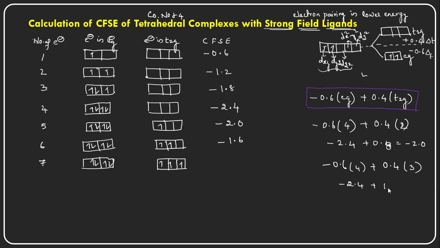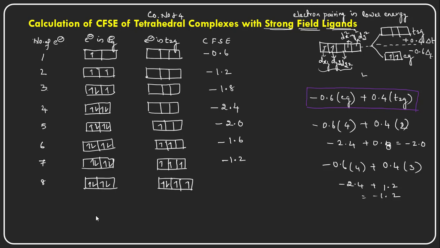Sorry, 1.2 plus 1.2. Okay, 4 3 is 12, so point 12, 1.2. So what will be the value? Minus 1.2. So minus 1.2 value. And the eighth electron. So the eighth electron here. These are the two paired electrons. And now the pairing will start in the T2g orbitals also.